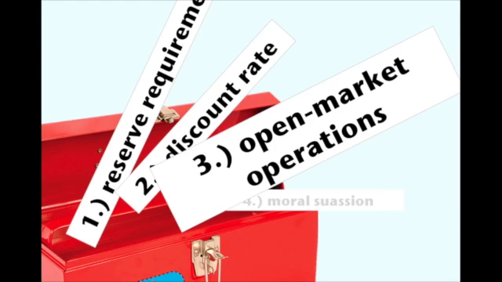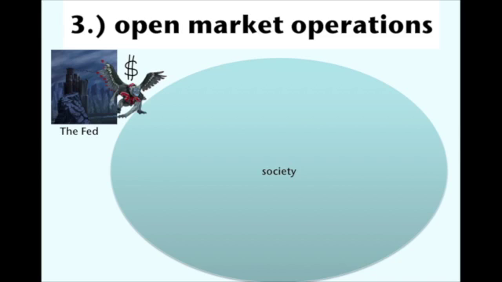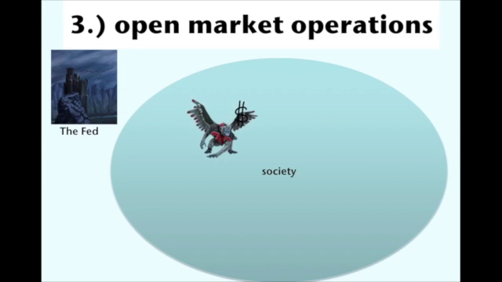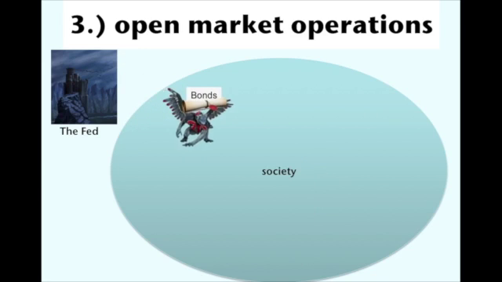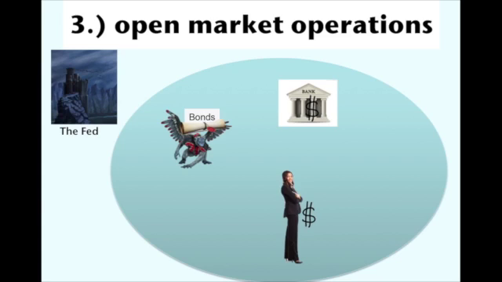Recall that open market operations are when the central bank directs their bond desk agents to go into society to either buy bonds or sell bonds. They can buy bonds from banks or private bond dealers, or sell bonds to banks or private bond dealers.